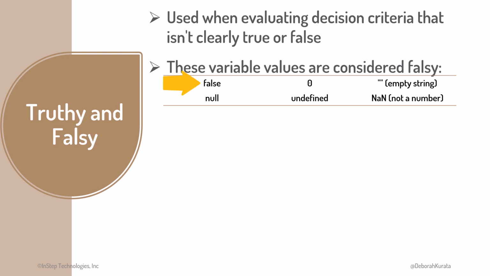False is, of course, falsy. Zero and two quotes, which is an empty string, are falsy. Null, undefined, and NaN, which stands for not a number, are also falsy. Any other values are truthy. Let's look at some examples.